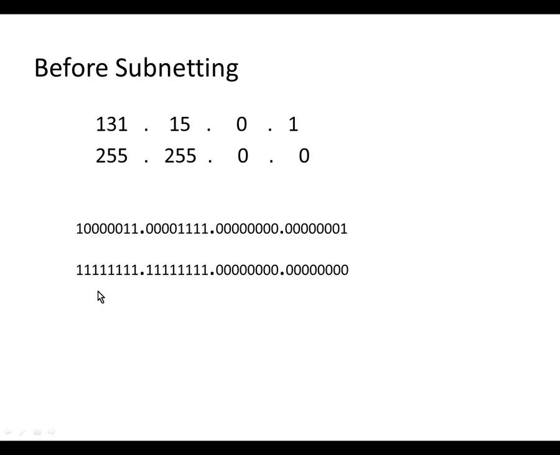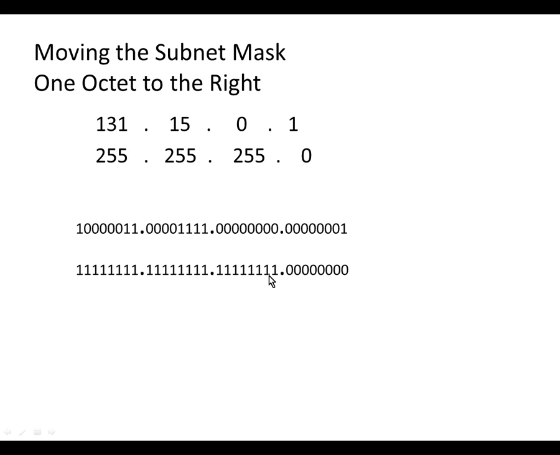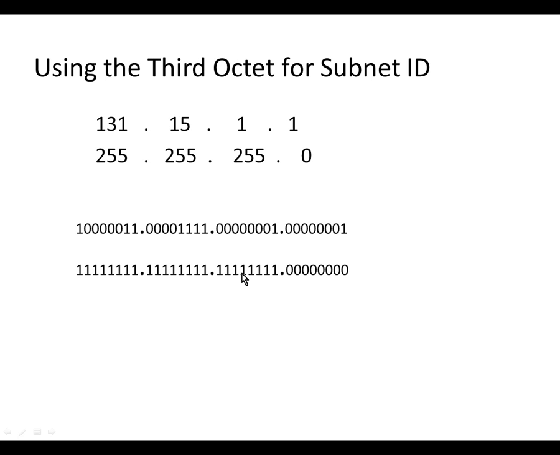If we push the subnet mask over one octet, 8 bits to the right, you can now see that the new subnet mask is 255.255.255.0, because we are using this third octet as subnet identifier. Notice the new subnet mask is a 24-bit subnet mask. And then we use the third octet for the subnet identifier.